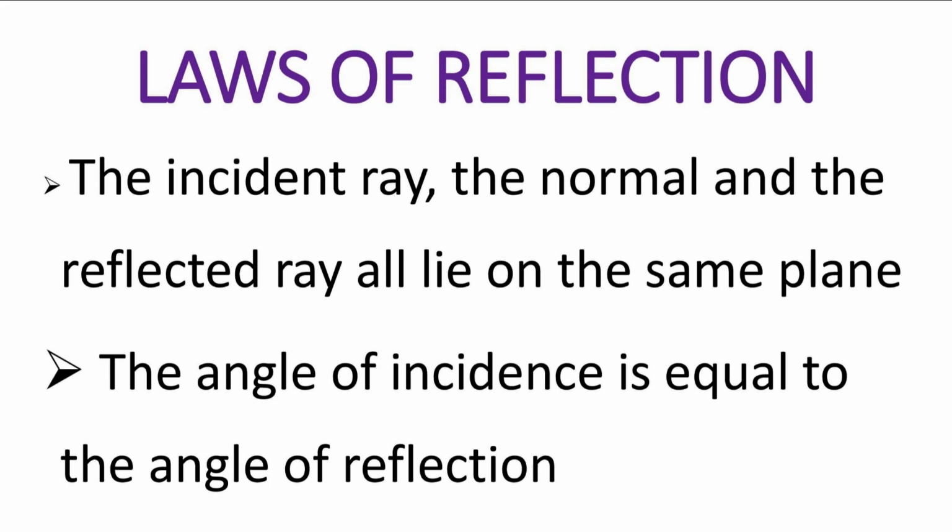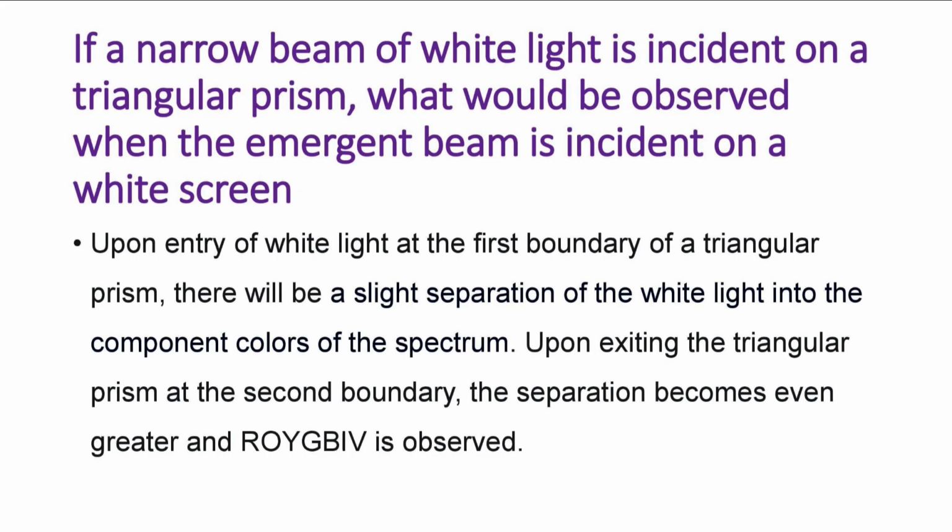Then here we have a question. They say, if a narrow beam of white light is incident on a triangular prism, what will be observed when the emergent beam is incident on a white screen? Now, you know that upon entry of the white light at the boundary of the triangular glass prism, there is a slight separation of the white light into its component colors, or what we call a spectrum. Upon exiting the prism at the second boundary, the separation becomes even greater and the component colors of white light are observed in detail. That is the ROYGBIV.